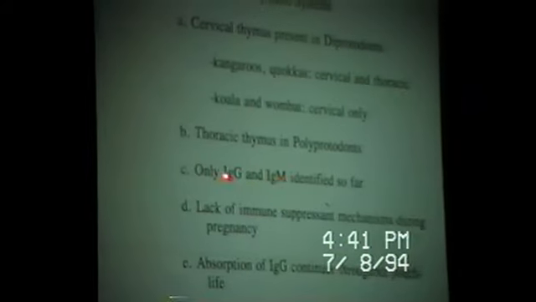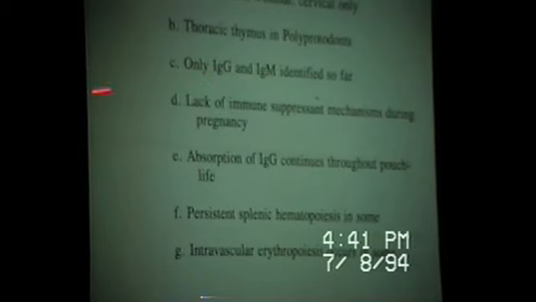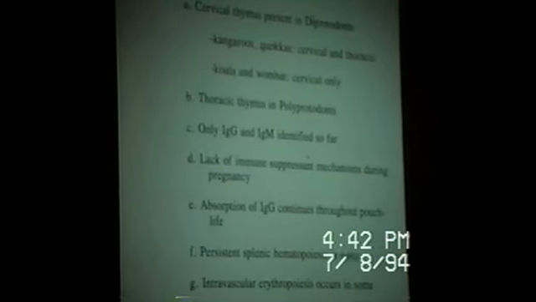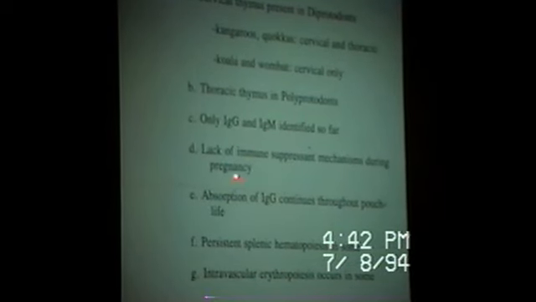Some interesting gee whiz things. Only IgG and IgM have been identified so far in marsupials, and there seems to be a lack of immune suppressive mechanisms associated with pregnancy in marsupial females. From a clinical standpoint, it's worth knowing that unlike eutherian mammals in which immunoglobulin absorption only occurs in the youngsters in the first 24 to 48 hours or so, it continues throughout pouch life in marsupials. So they're constantly getting those immunoglobulins from the milk as long as they're in the pouch nursing.